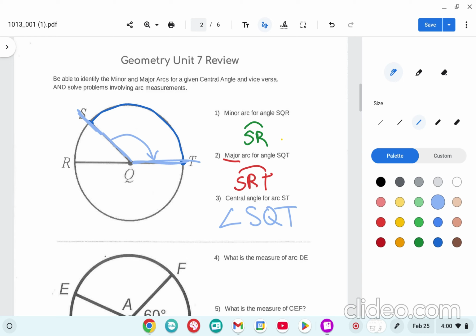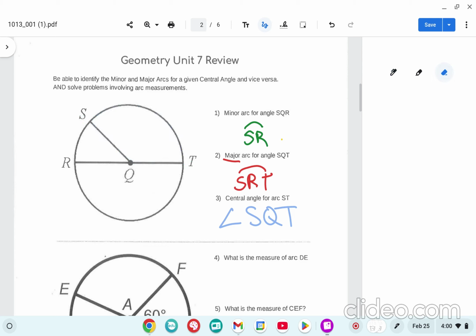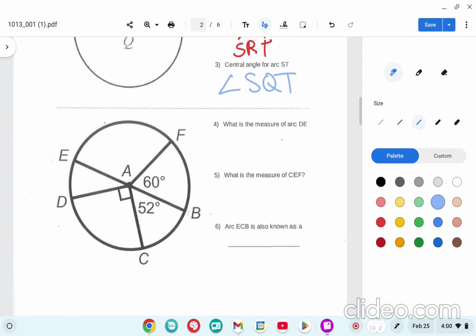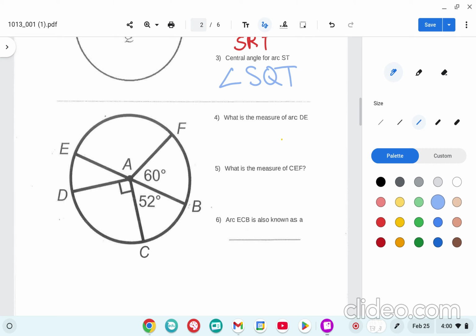So that's all about naming. That's going to be one part of the test. But next, we're going to look at a section where we actually have to calculate the values of the arcs and the angles in a diagram where there's some given values.